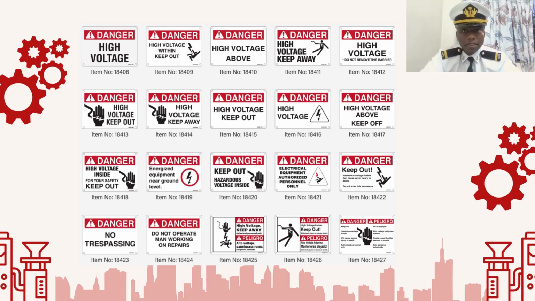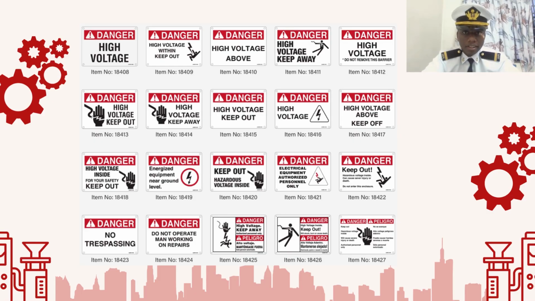Alright, on this slide, you see a collection of mandatory safety signs. These are the exact types of signs required in high-risk environments. As you can clearly see, the main theme is danger and high voltage. If we look closer, these signs aren't all the same. They have very specific jobs. First, they warn of a hazard. We see general signs like danger, high voltage, and high voltage above.